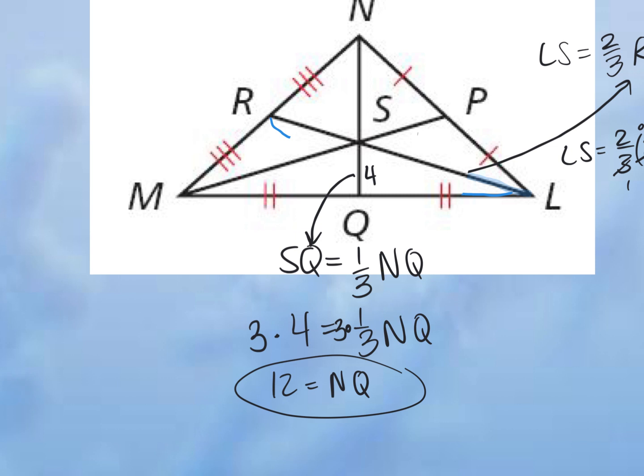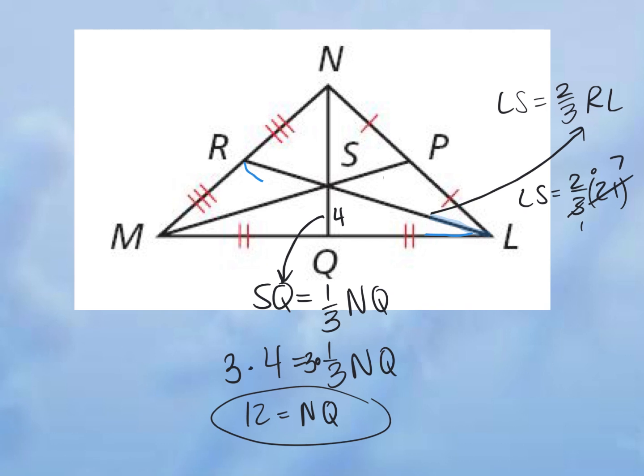Now watch, I told you that the smaller segment is always half the larger piece, right? What's 4 times 2? 8. And if these were 8 and 4, don't they add up to give you 12? Okay, that's how we check it.